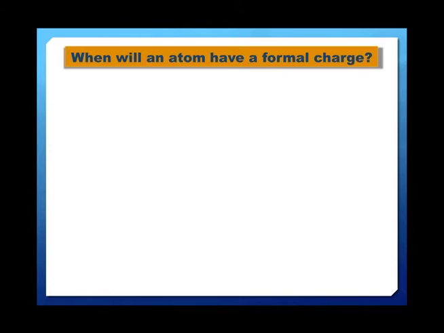Sometimes in a covalent compound, all the atoms are neutral, but sometimes one or more of the atoms might have a formal charge. This is like when a single atom loses or gains electrons to become an ion, just within the context of an entire molecule, due to the way the electrons are distributed amongst the atoms.